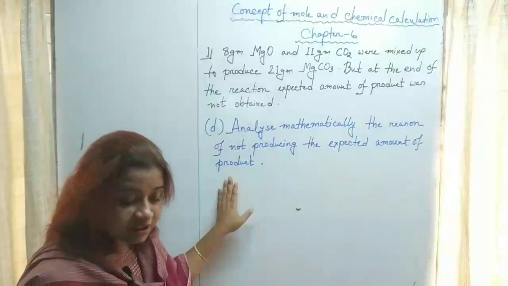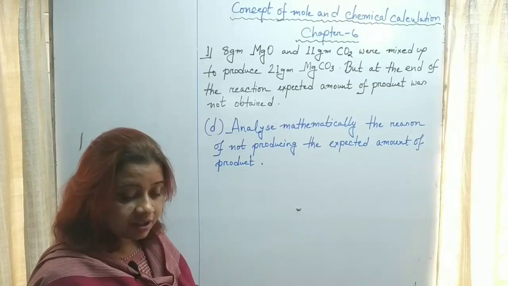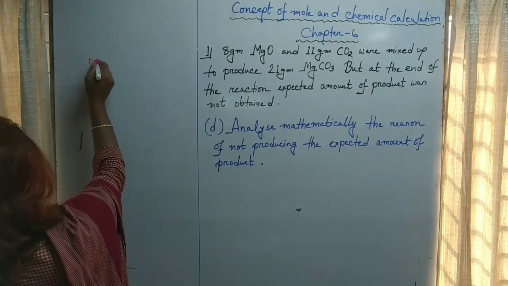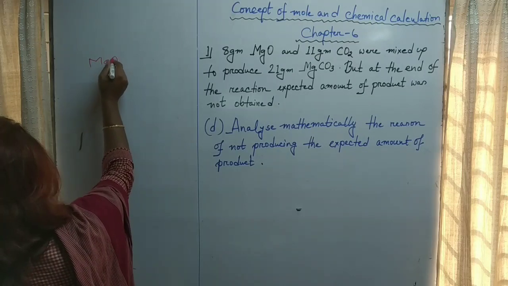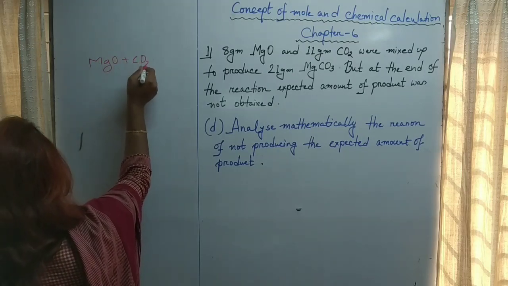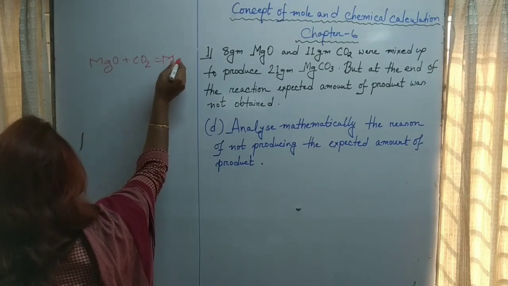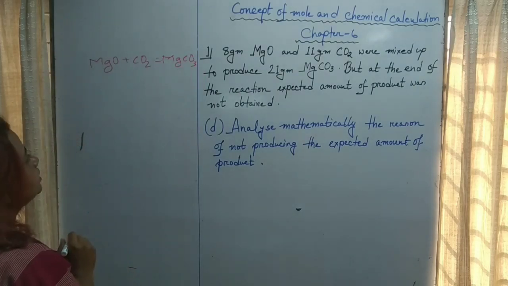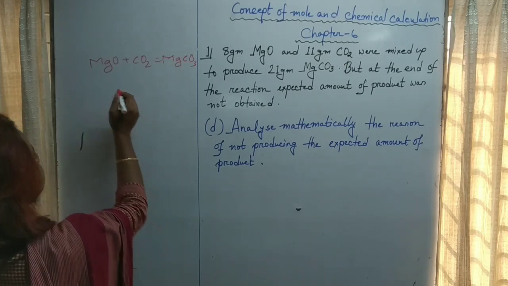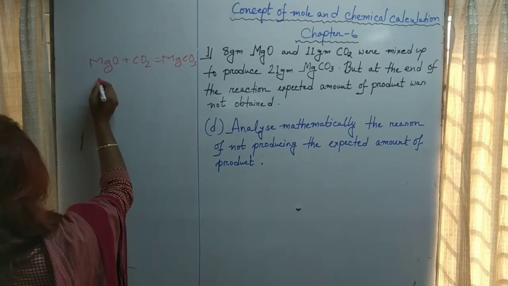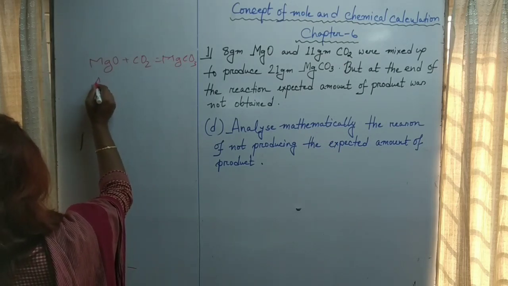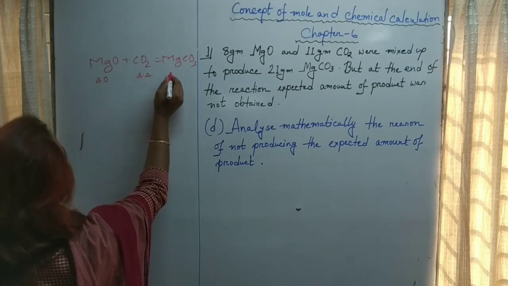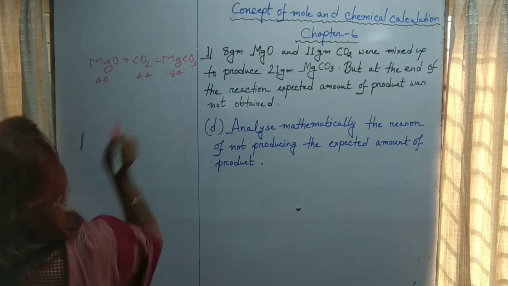Okay, question number D. Analyze mathematically the reason of not producing the expected amount of product. For calculating this problem, at first you have to write the formula. Magnesium oxide plus carbon dioxide is equal to magnesium carbonate. Here magnesium oxide is equal to 40, carbon dioxide 44, and magnesium carbonate is equal to 84.